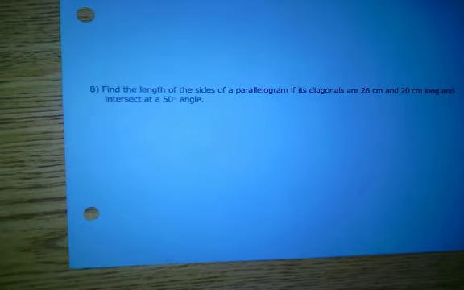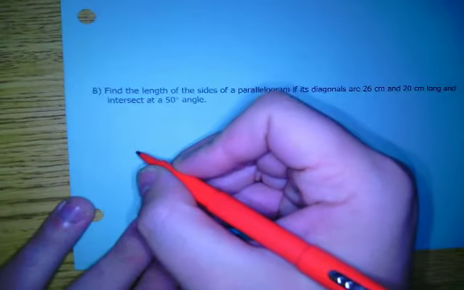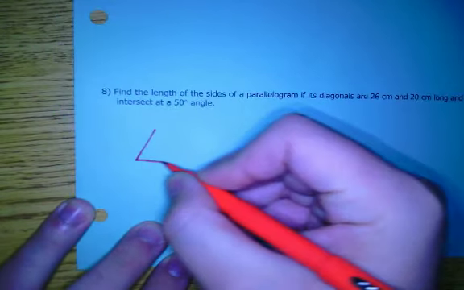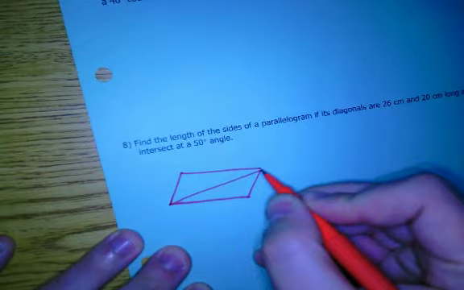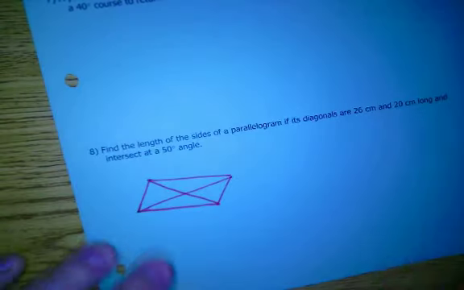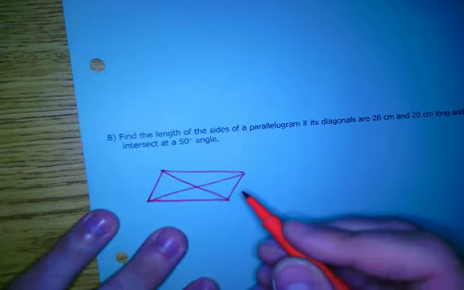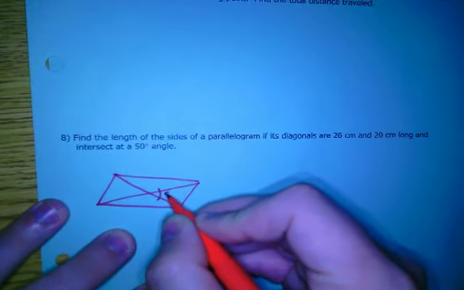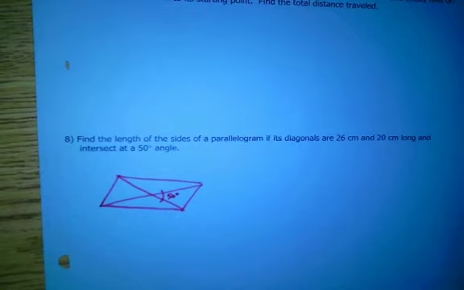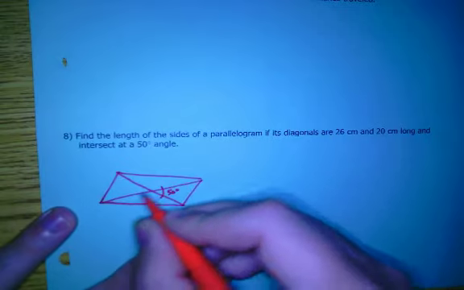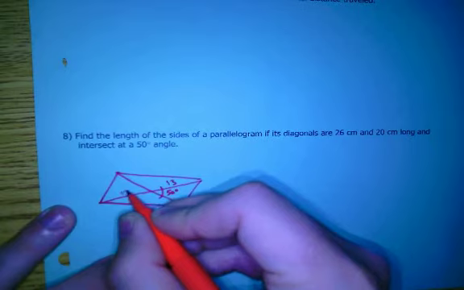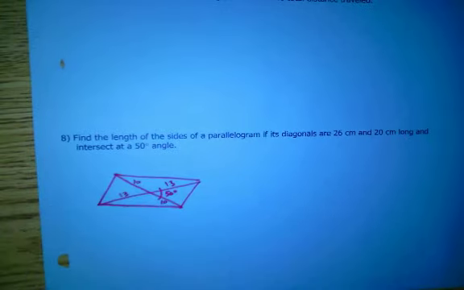So we have: find the length of the sides of a parallelogram if its diagonals are 26 and 20 centimeters long and intersect at a 50-degree angle. So I'm going to just draw some random parallelogram. And we have diagonals. Okay, they always intersect at an acute and an obtuse, so it tells me what the acute is. The acute is going to be 50. The diagonals are 26. That means this piece right here is going to be, well, this is the longer side, by the way, because it travels longer. So this is going to be 13. This little part's 13. This little part's 10. That little part is also 10.